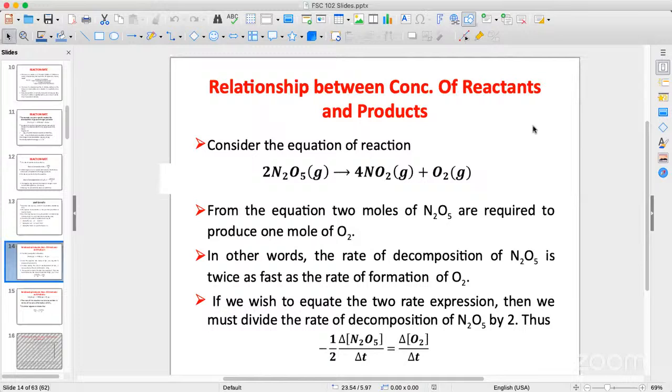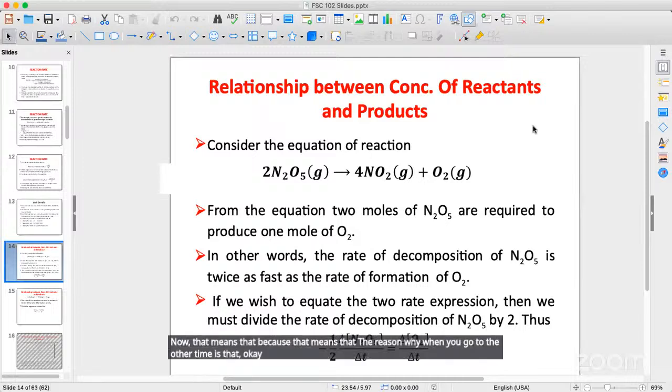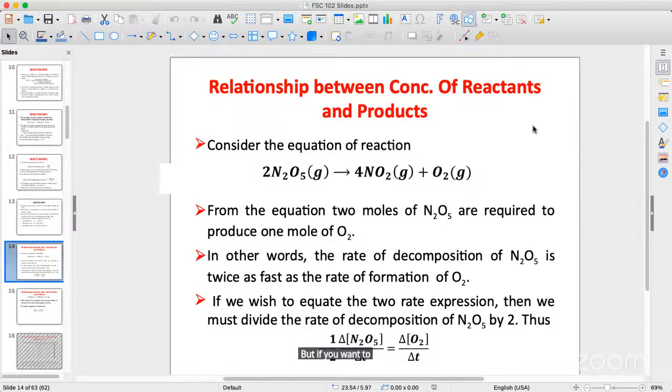The reason why we used O2 the other time is that you have 1 mole there. At the end of the day, the rates have to be equal to each other. If you want to talk about the rate of this reaction, you should be able to use any of the reactants or any of the products. That is why there has to be an agreement between them.